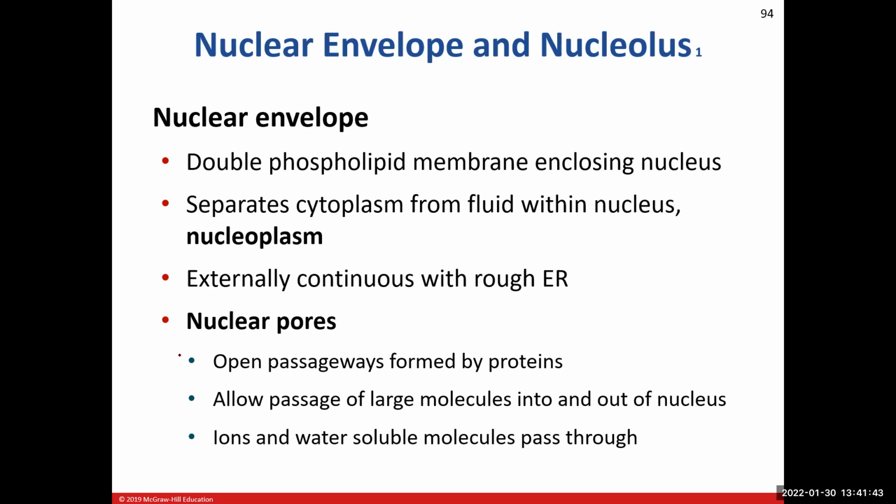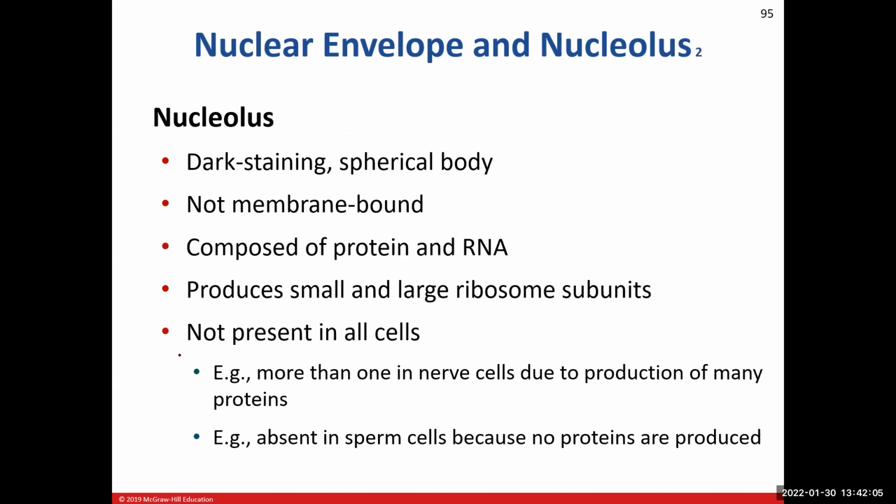Some of the molecules that are inside the nucleus, like parts of the ribosomes, we have to move outside of the nucleus because we want to use them for protein production. But also ions and water will move through these nuclear pores.